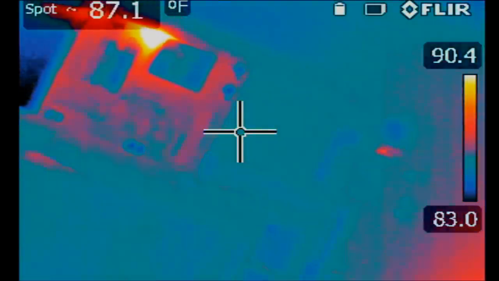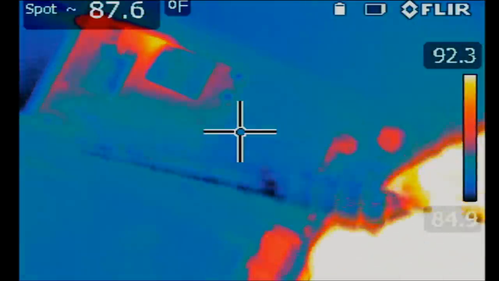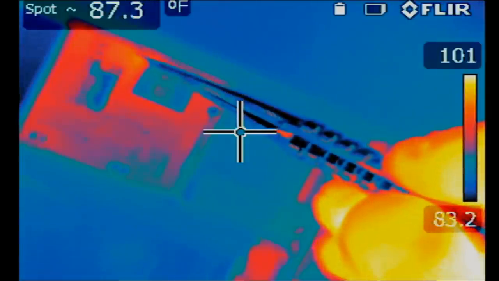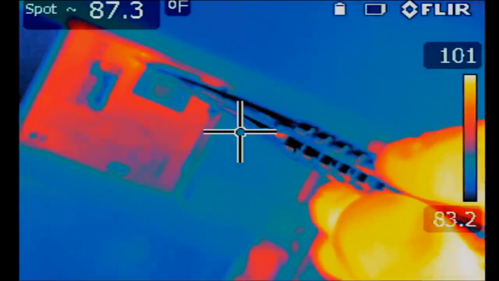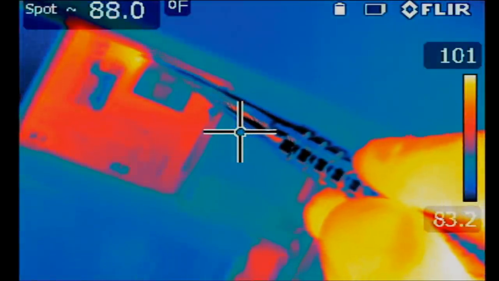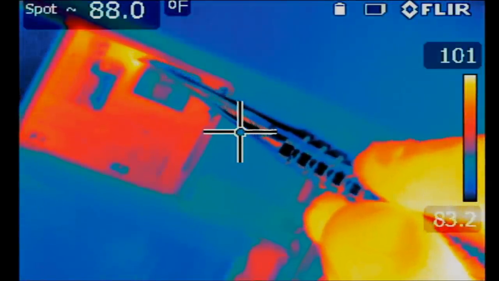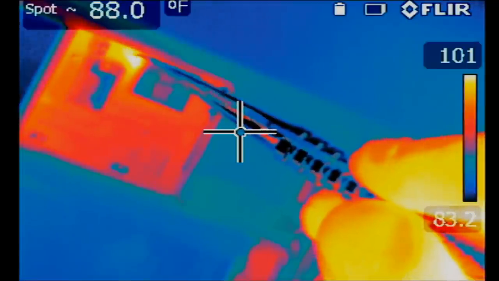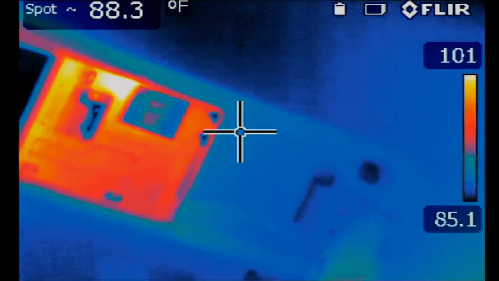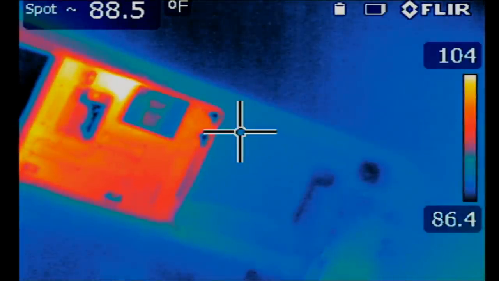I plugged the cable in, and look at this. We see a heat spot coming from right over here. What's this here? Pointing to the left side of the Wi-Fi module, right here. I do not know if there are any components here or if the heat is coming from the back of the board, but we're going to inspect. Look at this, it's heating up more and more.